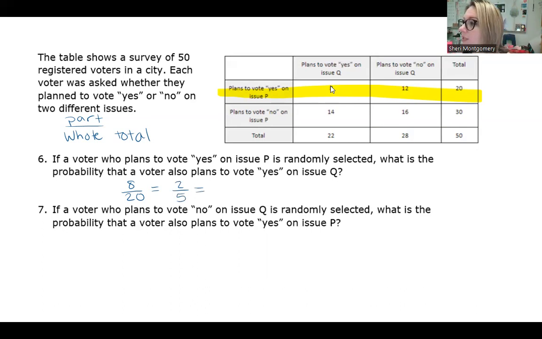We also want to change this to a probability and a percent. So type into your calculator either 8 out of 20 or 2 out of 5. It will be the same.